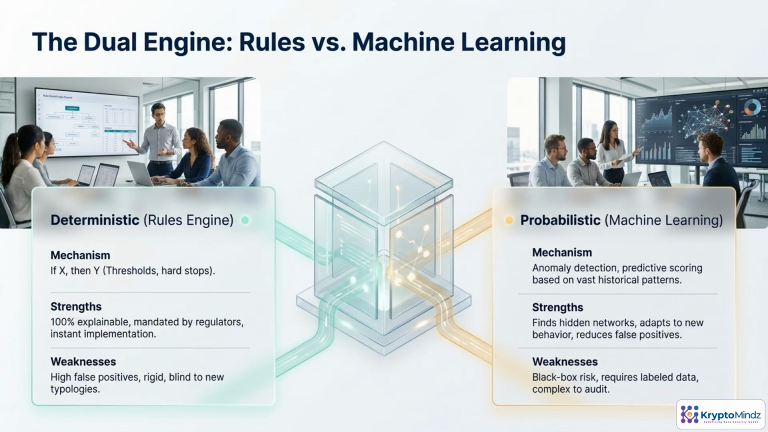When you design AML or risk engines, think in two modes: deterministic and probabilistic. Deterministic rules are simple: if X, then Y. They're fully explainable, easy to implement, and often required by regulators, but they're rigid and generate many false positives. Machine learning is probabilistic. It scores behavior based on patterns in historical data, so it can uncover new typologies and reduce noise. But it's harder to explain, needs labeled data, and is more complex to audit.